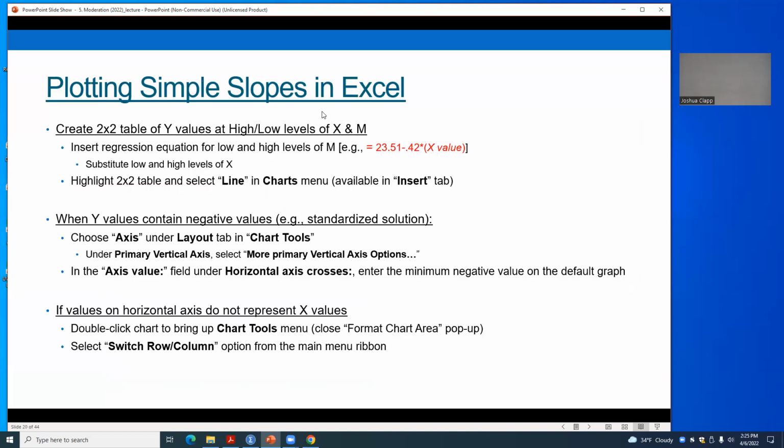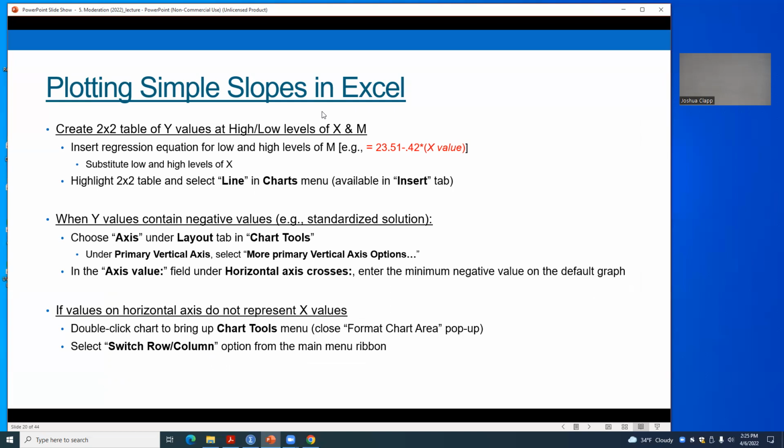All right, so for plotting your simple slopes out in Excel, pretty easy, straightforward. What I would recommend is to create a 2x2 table, and then use the computational powers of Excel to get your actual points here for high and low levels. If you have Y values that contain negative values, it'll do weird stuff. This is just how you go through and fix it.